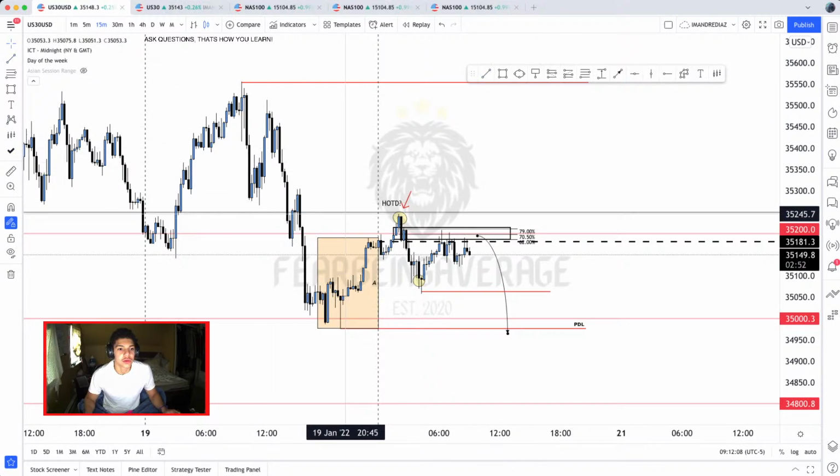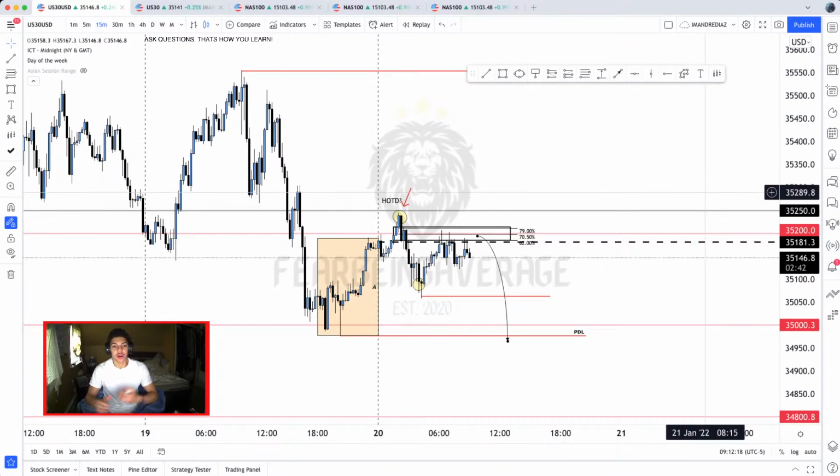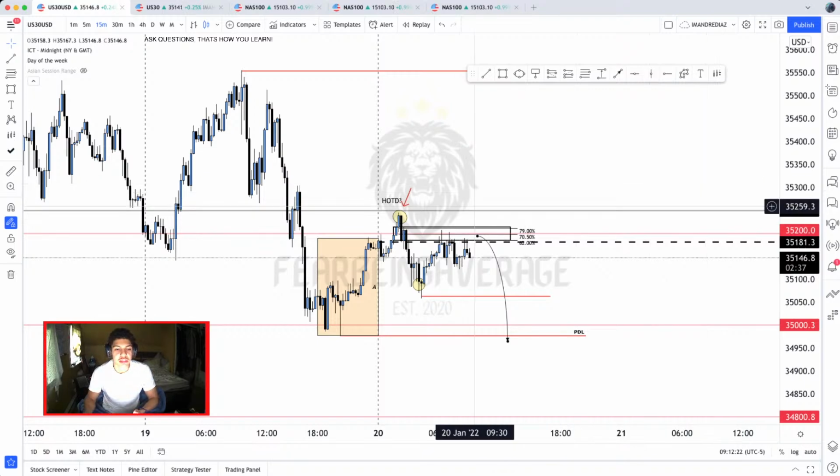The Asian session high has been taken out, so the next target will be more than likely this Asian session low, which is at 35,000. So that's something I'm going to be waiting for. And as of right now, we are in that time zone to be taking our trade, but I will be waiting for price to at least come a little bit higher so I can try to get in maybe on a possible retracement. Get as close as possible to 35.